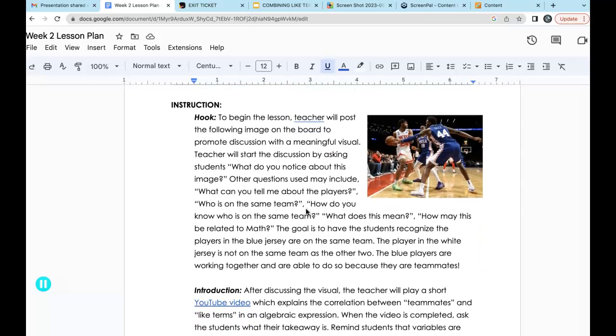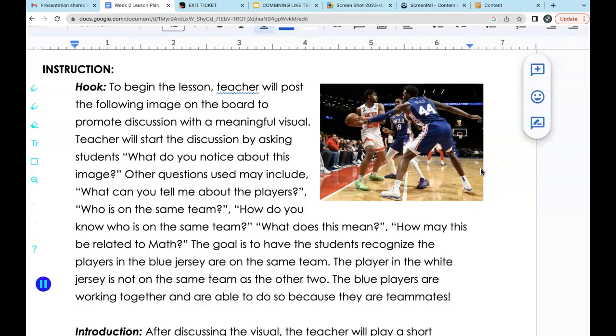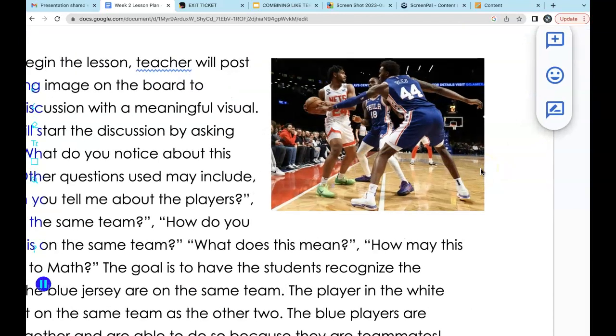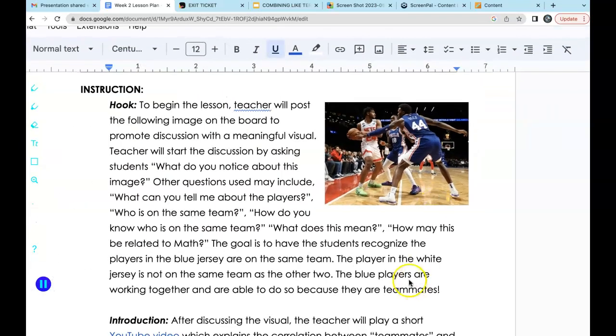The lesson will start off with a hook, which would be me projecting a visual on the board. The visual for this particular lesson would be this basketball image of two different teams fighting for the ball. Some questions that I would probe to the students to start off the discussion would be, what do you notice about the image? Or what could you tell me about the players on the team? Who is on the same team? How do you know the different teams?